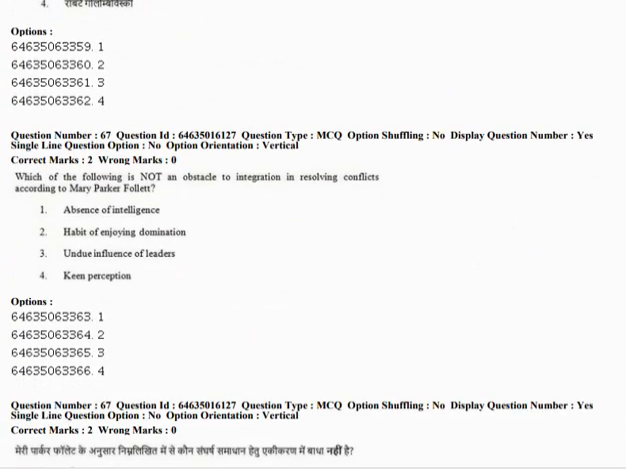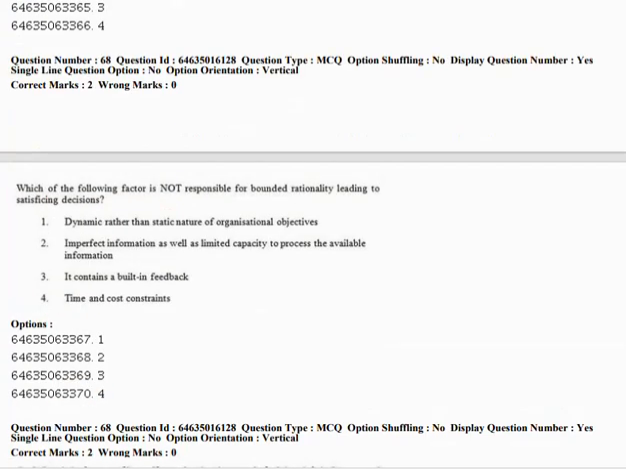67. Which of the following is not an obstacle to integration in resolving conflict according to Mary Parker Follett? Absence of intelligence, wrong. Habit of enjoying domination, also wrong. Undue influence of the leaders, also wrong. Her view was that to resolve a conflict by the method of integration, there should be keen perception, meaning that this will not be an obstacle. Option number D is the correct answer.